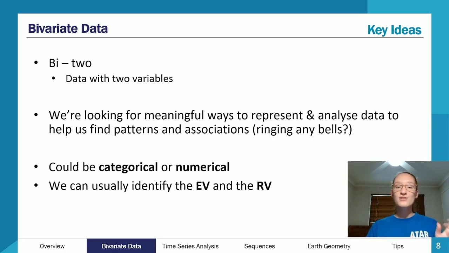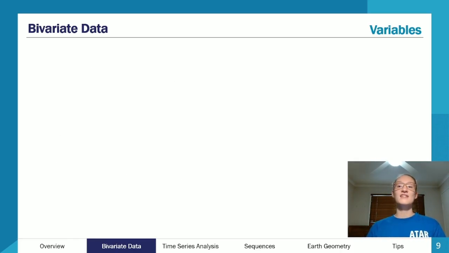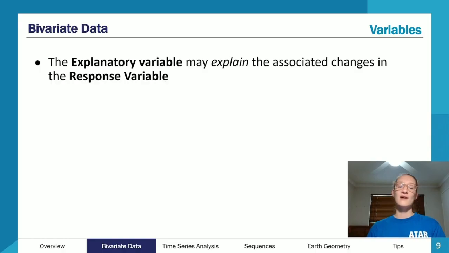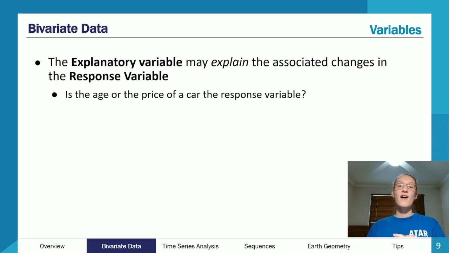We can have categorical data, numerical data, and when we have bivariate data, so those 2 variables, we can often identify the explanatory variable and the response variable. Have a think back to see if you remember what each of those terms mean. But just in case, we'll quickly go over those now. So the explanatory variable may explain the associated change in the response variable. It's important to have this foundational definition so that we know that we're on the same page when we're talking about these things.